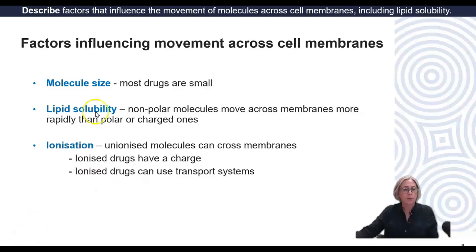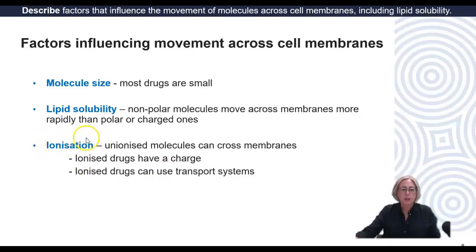The next factor is really important, and it's lipid solubility. So if you think about a non-polar molecule, it doesn't have a charge. Therefore, it's going to be lipid soluble, and it moves across membranes way more rapidly than polar molecules, which have a charge and are water soluble. A non-polar molecule is going to be miscible in the predominantly hydrophobic phospholipid bilayer, and therefore it's going to pass through more rapidly than a polar charged water-soluble molecule.